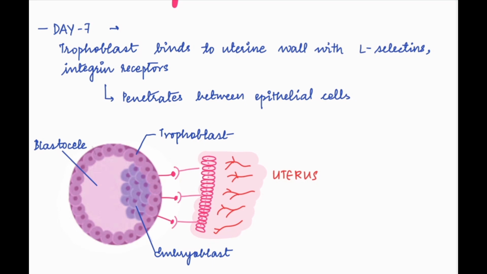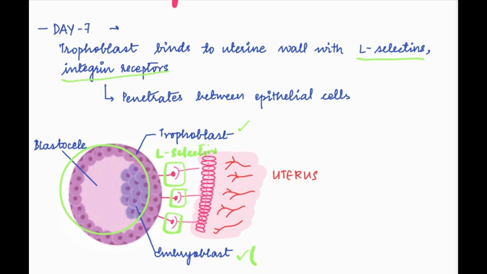Here, as you can see, this is your blastocyst, this is your trophoblast, and this is your embryoblast, also called the inner cell mass and outer cell mass. You can see here this junction where there is a lock and key mechanism. These are L-selectins and integrins. And the presence of these two facilitates your implantation.